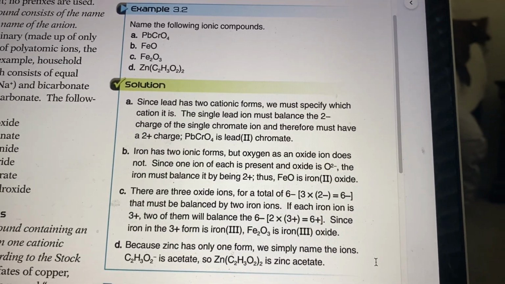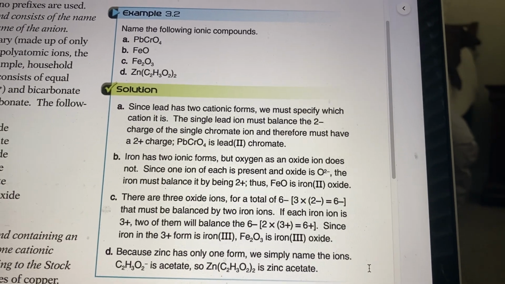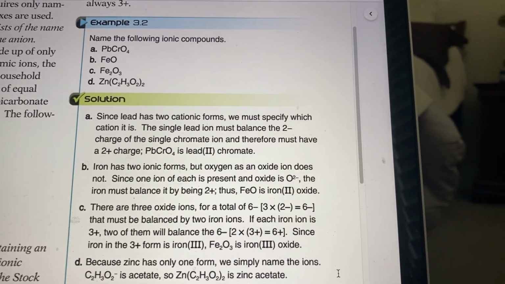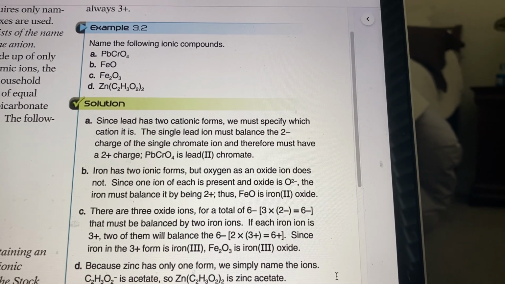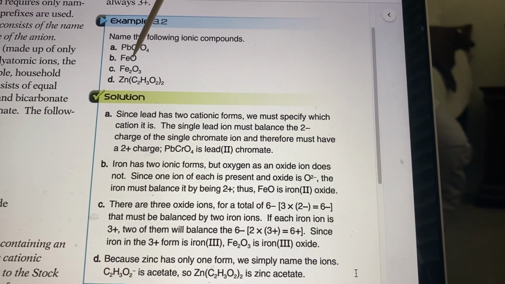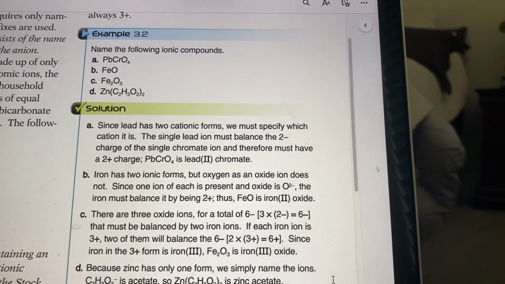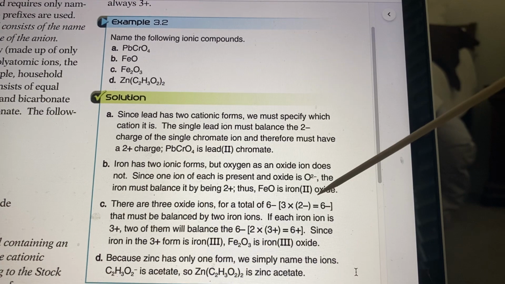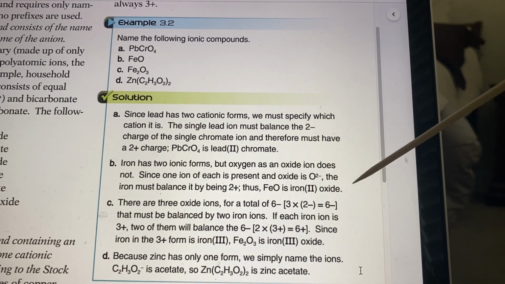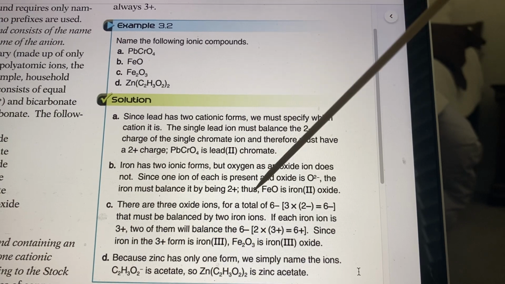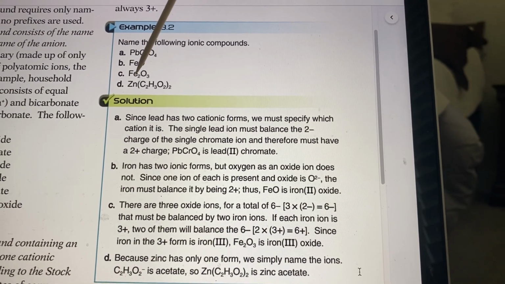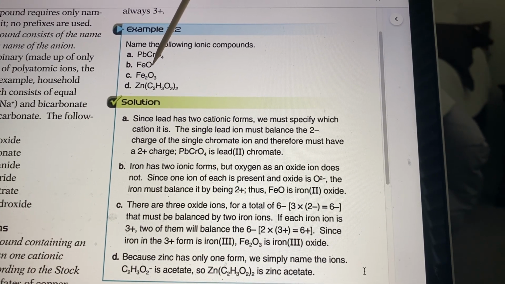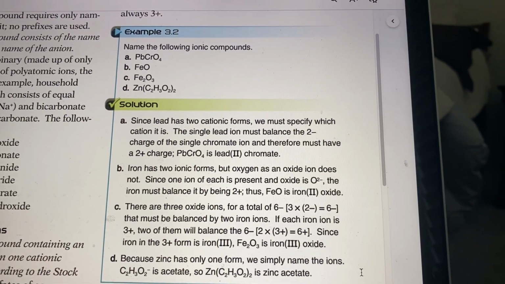So what about FeO? Fe means iron, so we know it has to do with iron, and oxygen is O. Iron has 2 ionic forms, but the oxygen ion does not. So we know that oxygen's always going to be -2, right? Since 1 ion of each is present, the oxygen is -2. The ion must balance by being +2. So the iron has to be positive, it has to be +2.